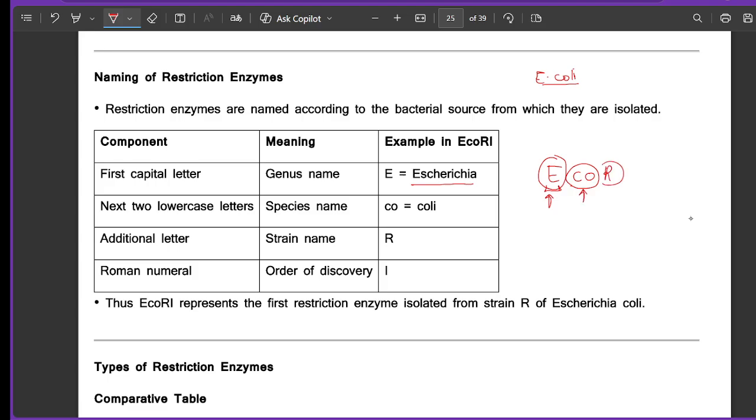Then R stands for its strain. It can be a rough strain, it can be a smooth strain, or any other thing. 1 stands for the number of discovery. For example, at the very first instance, if it was discovered, so it was termed as 1. If it was discovered later, it might have been named as 4, 5, and whatsoever. So this is the genus, this is species, strain, and the order of discovery.